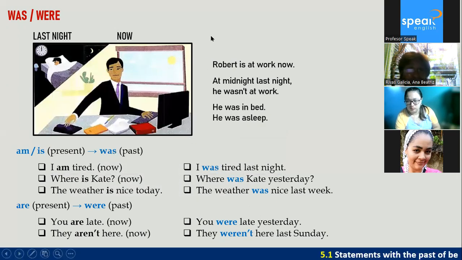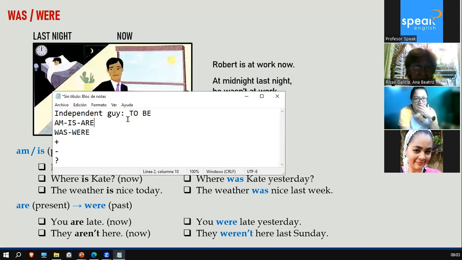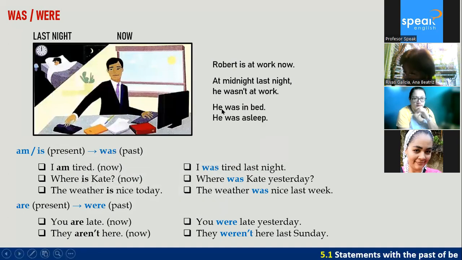Let me show you what I have. We're going to compare last night with now, which is past and present. It says Robert is at work now, but yesterday at midnight, or last night, he wasn't at work. He was in bed and he was asleep. When we use the verb be, remember that we're talking about states, or how we are or feel. We use it for states.